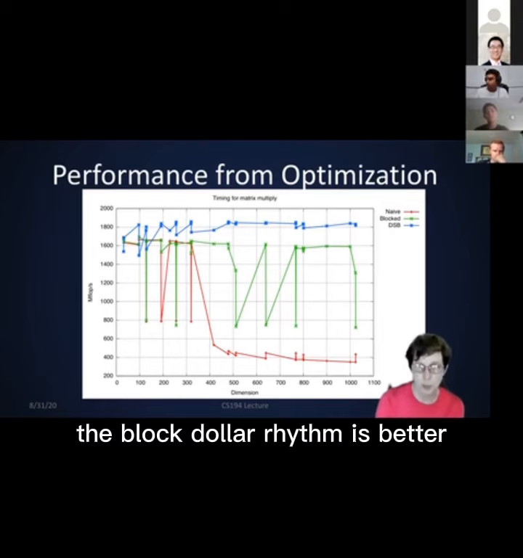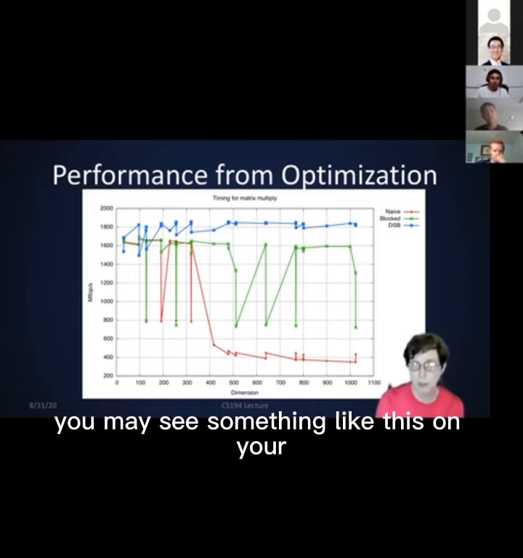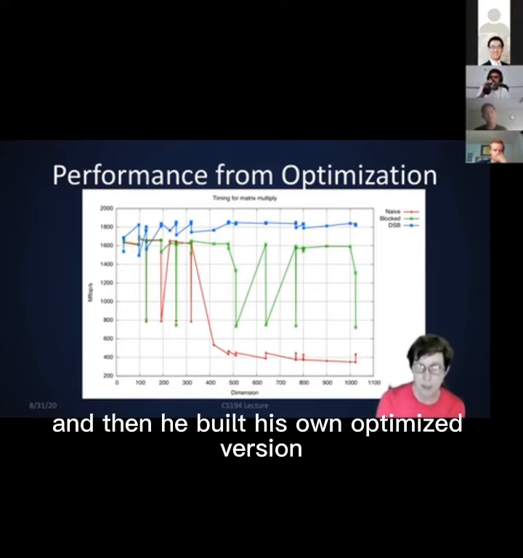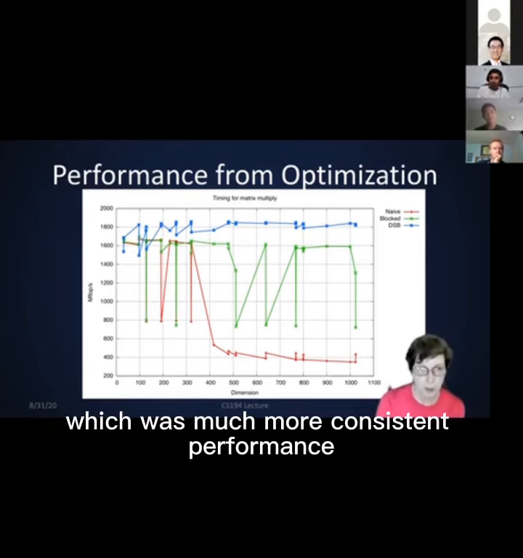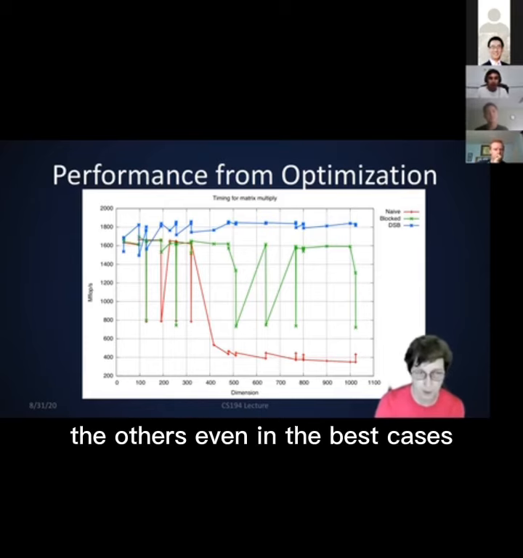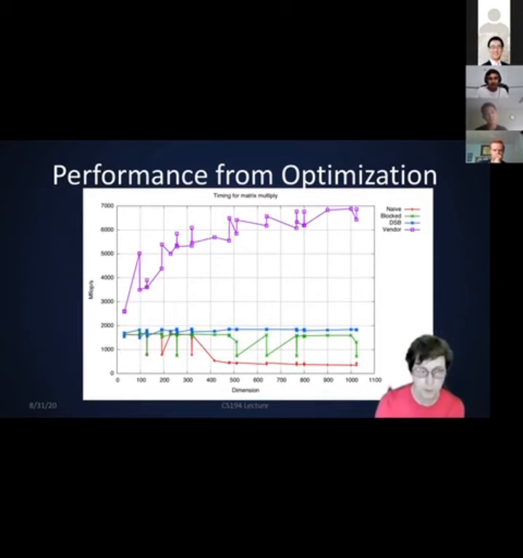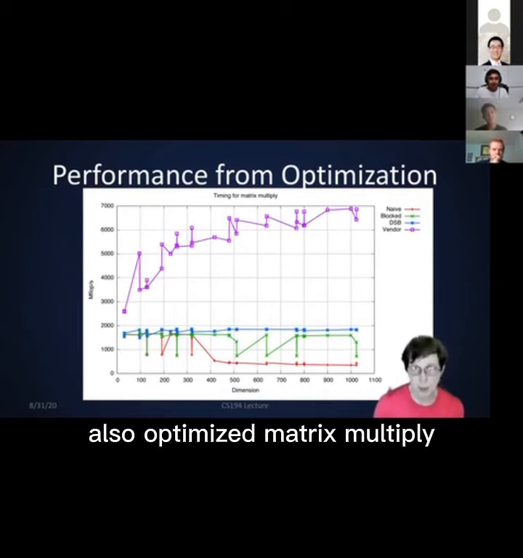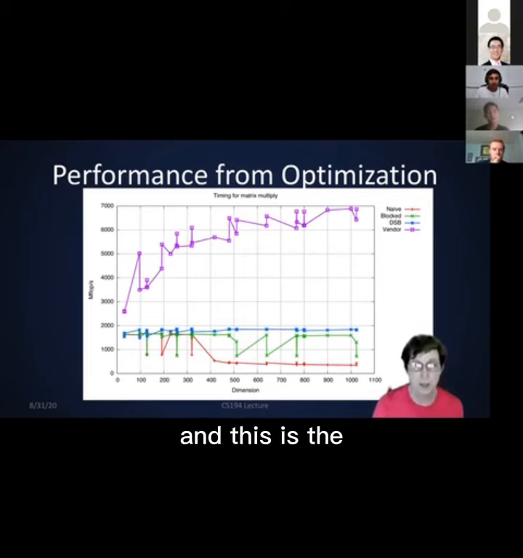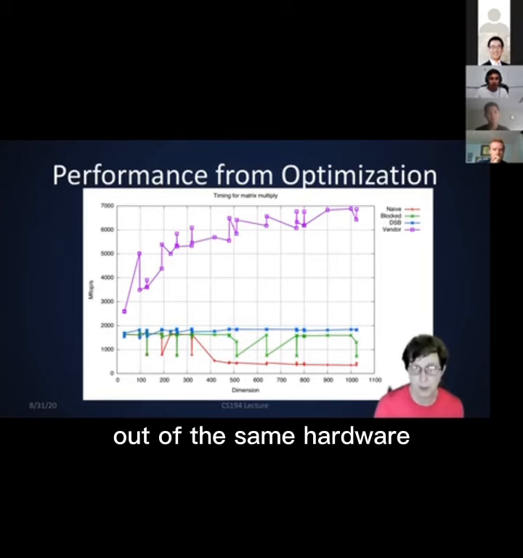The blocked algorithm is better, but you'll see really jagged performance. You may see something like this on your homework assignment. And then he built his own optimized version, which was much more consistent performance and a little bit better than the others, even in the best cases. However, the vendor also optimized matrix multiply. So there are all three of the same curves down here, and this is the performance that the vendor got out of the same hardware.